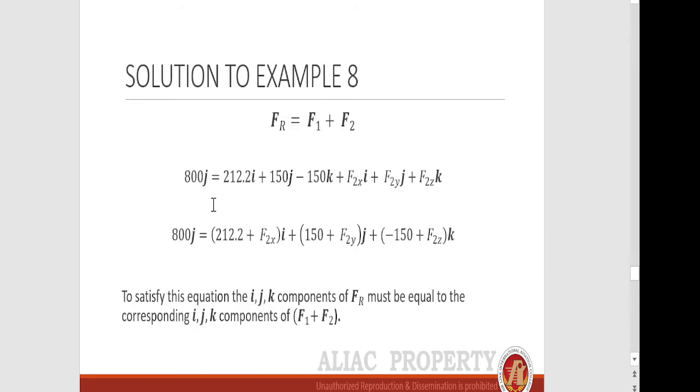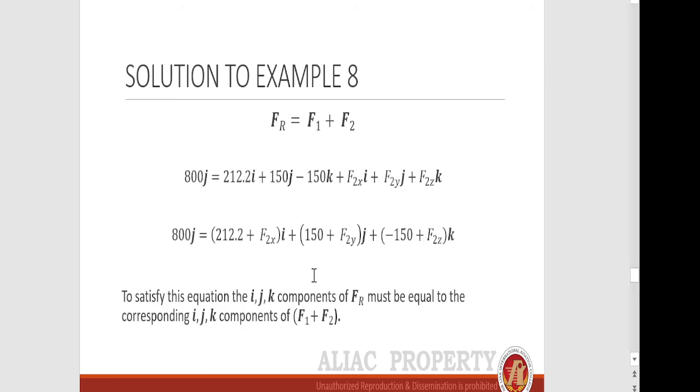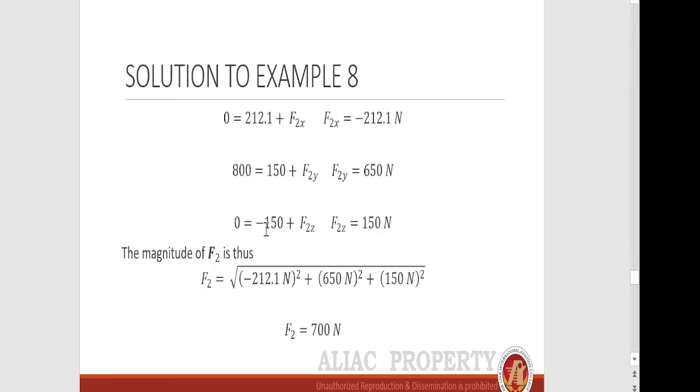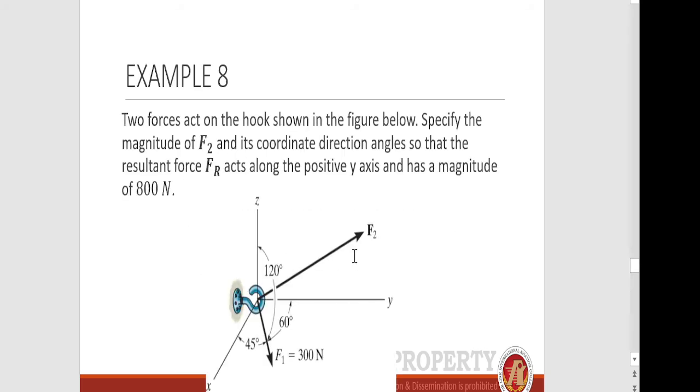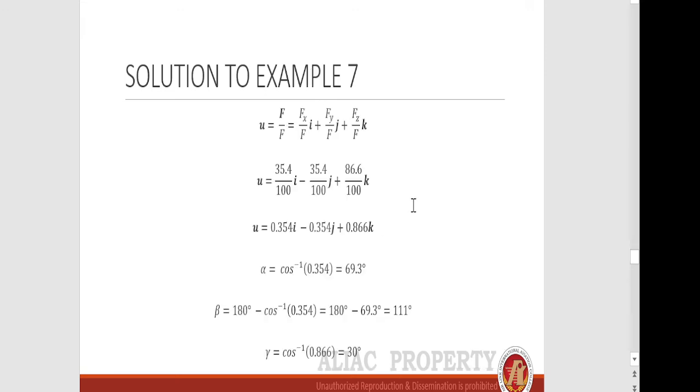So for that, the magnitude of F2 can be solved by F2 equals the square root of this, so that should be equal to 700 newtons. For this one, we are again using the formula here: the square of the component along the x-axis plus the square of the component along the y-axis plus the square of the component along the z-axis, then the square root of it.